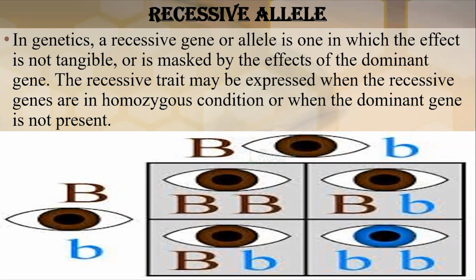The recessive trait may be expressed when the recessive genes are in the homozygous condition, or when the dominant gene is not present. So if we take the first example, where we studied that B and B were present, the structure of the color was brown. Here it is blue, because the dominant trait is not present, so the color will be blue.